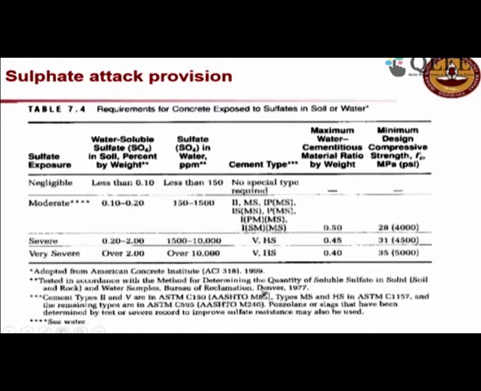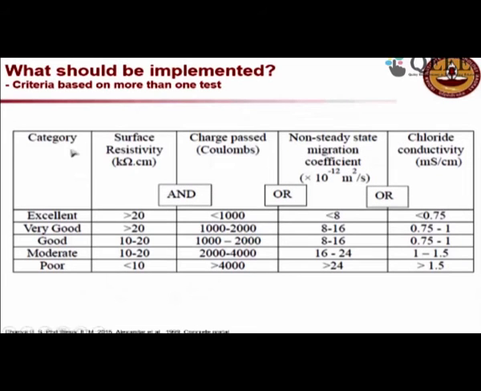So this is a table for sulfate attack given in ACI 211. Then these are specifications on how to rate the quality of the concrete as a function of surface resistivity, charge passed or RCPT test, and there is another test which I did not discuss earlier, which is the non-steady state migration coefficient, and then chloride conductivity.